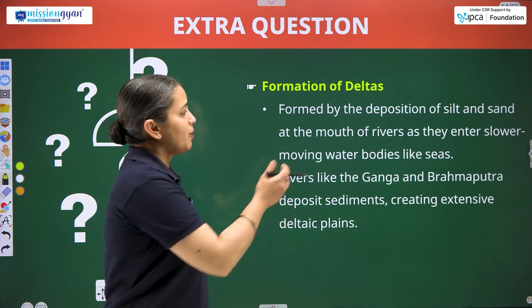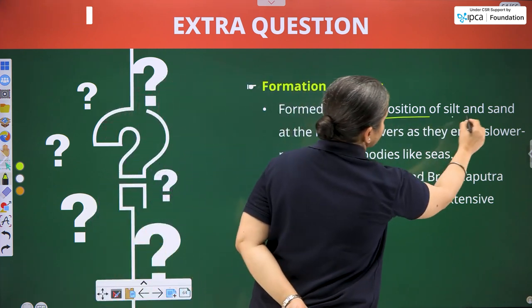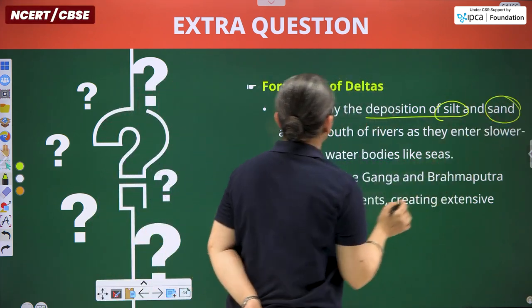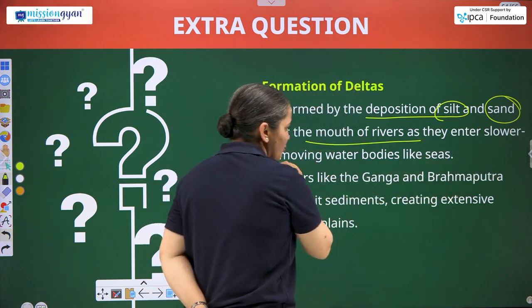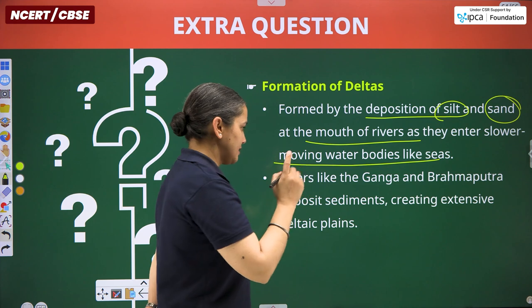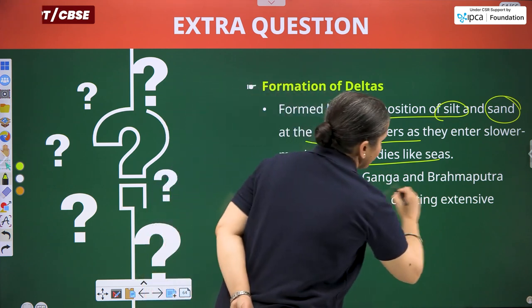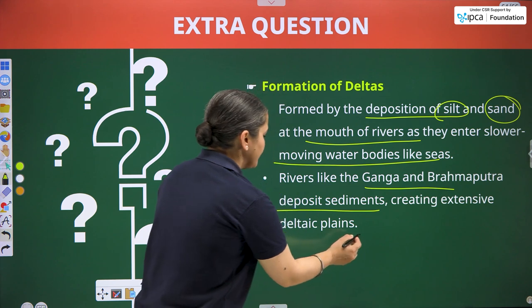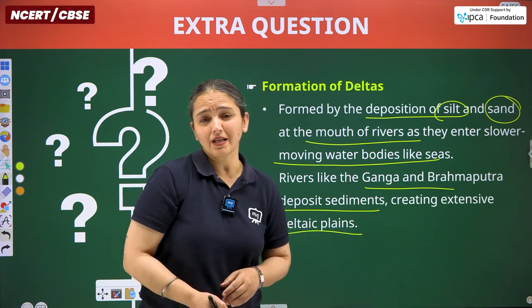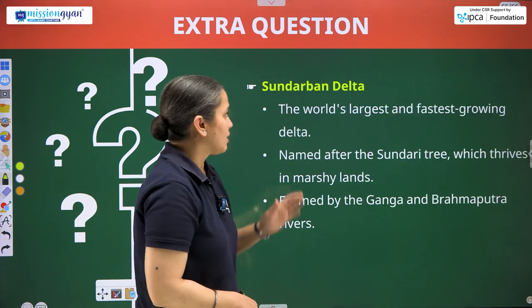Formation of delta: formed by the deposition of silt and sand, particularly at the mouth of the river as it enters slower moving water bodies like the sea. Rivers like the Ganga and Brahmaputra deposit sediments, creating extensive deltaic plains. These deltaic plains are quite fertile as well.